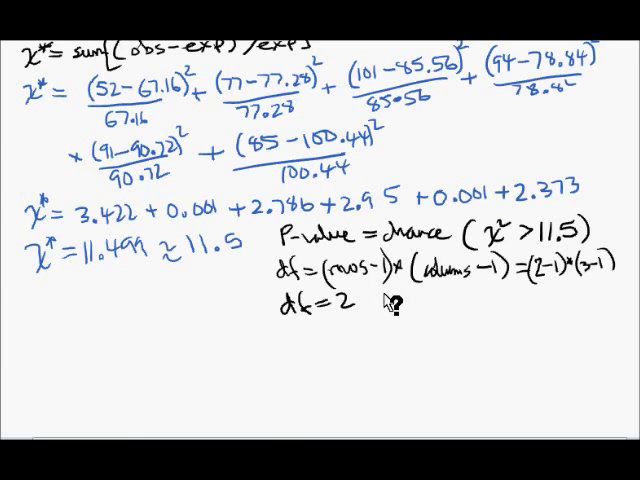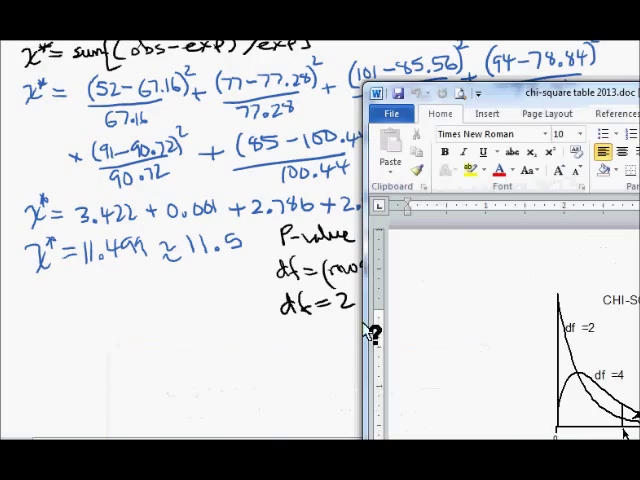So degrees of freedom is number of rows, the original rows, not the extra ones you add, minus 1, times number of original columns minus 1. Or remember, number of rows, number of columns are the number of categories you have for your variables. So it's the number of categories minus 1 for each of your two variables. You multiply those together. Okay, so now we need the chi-square table.